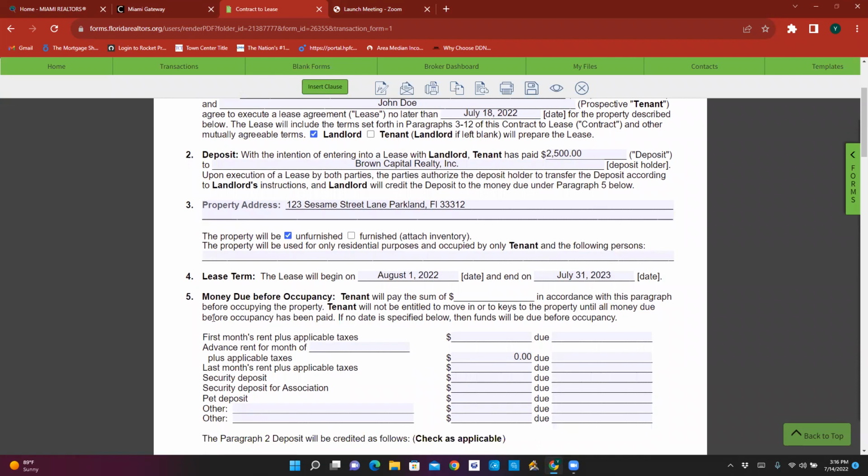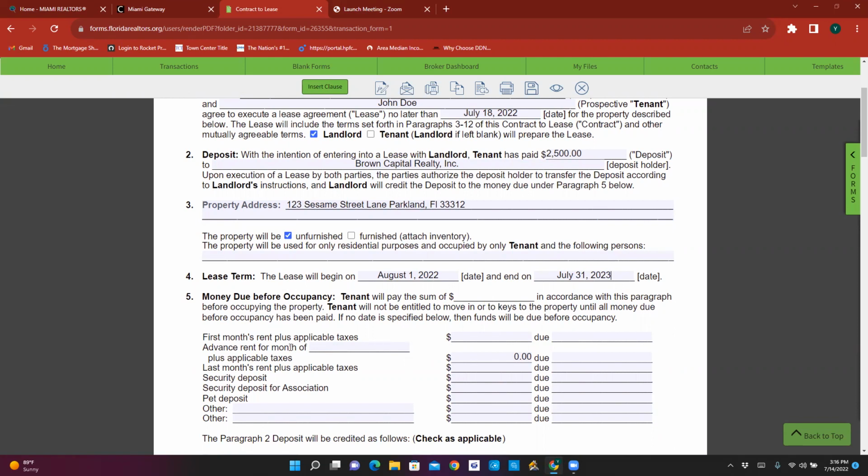Section 5 is in regards to the money due before occupancy. In accordance with this paragraph, before occupying the property, tenant will not be entitled to move in or to keys to the property until all money due before occupancy has been paid. If no date is specified below, then funds will be due before occupancy. So what I'm going to do is fill in the amounts here, and then you will see that the sum of what they have to pay will populate here in section 5.